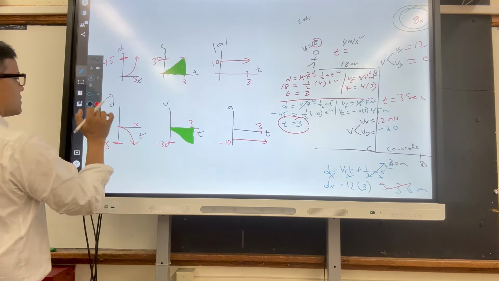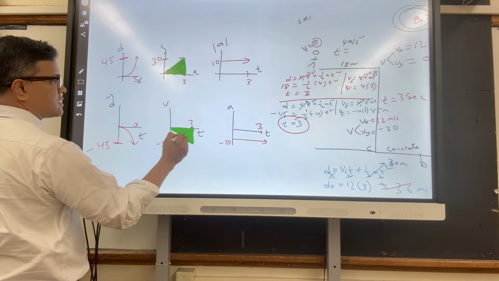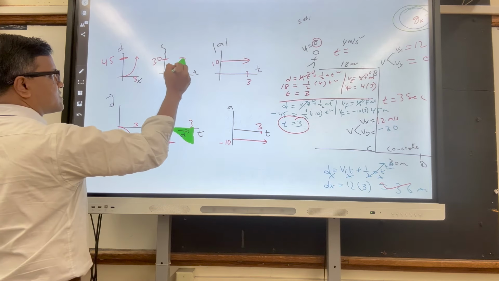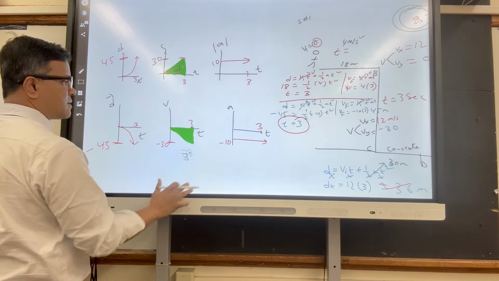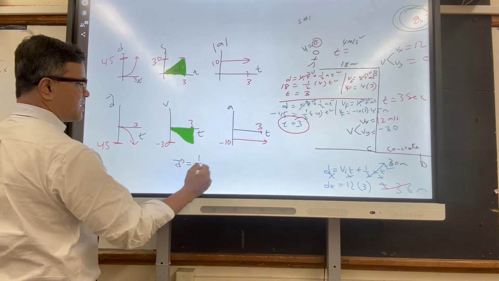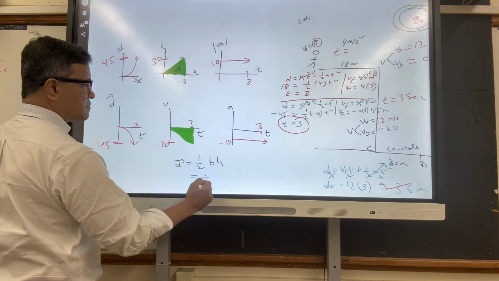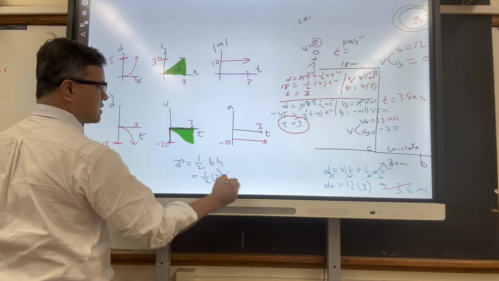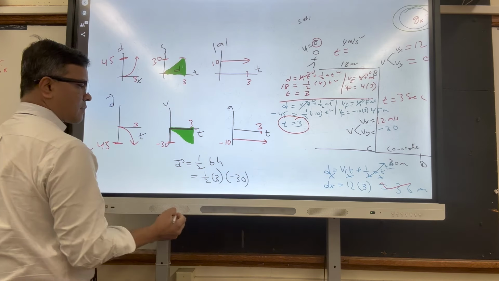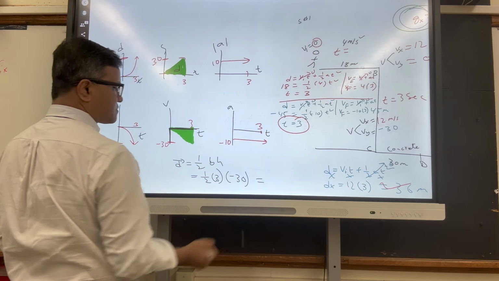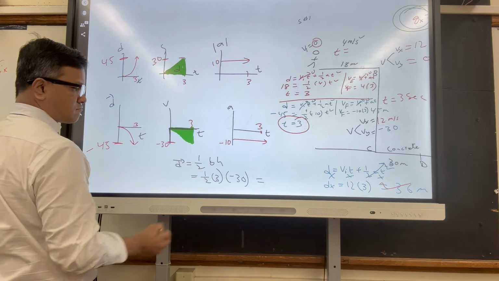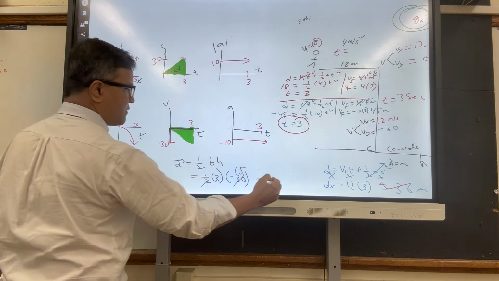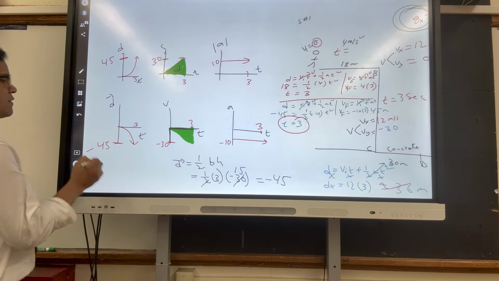What do you want to call this one? Displacement. What do you want to call this one? Distance. How can you find this displacement? Half BH. Half B is 3, H is negative 30. So how much is this? Negative 45. Is that negative 45?